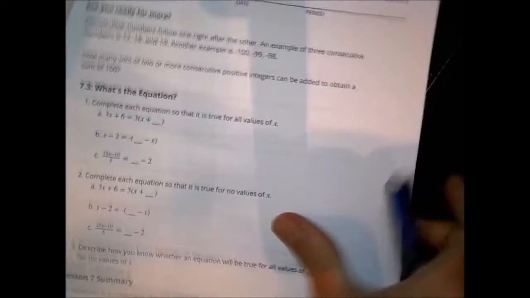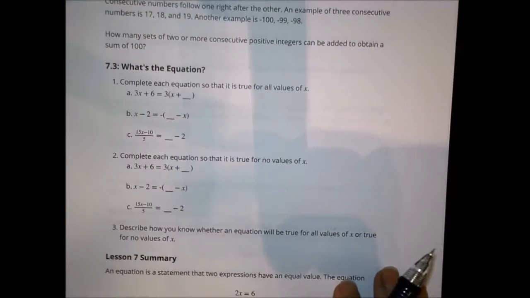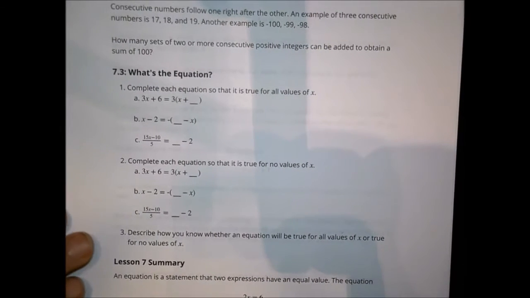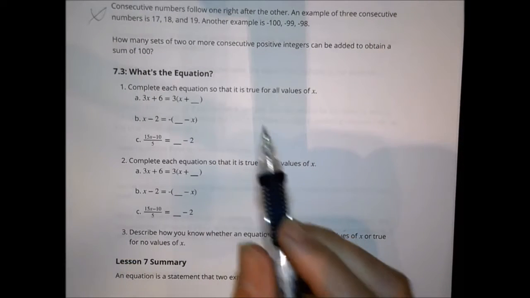Let's look at the next section. All right, 7-3. What's the equation? We're going to skip this part right here. We're going to do the what's the equation 7-3.